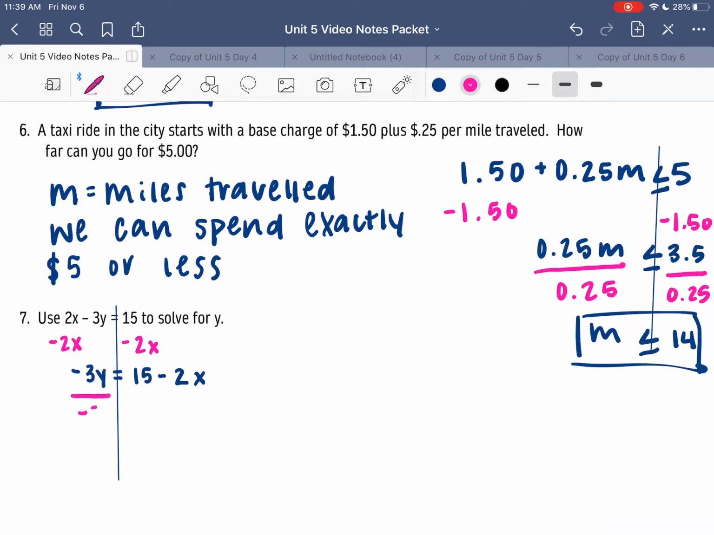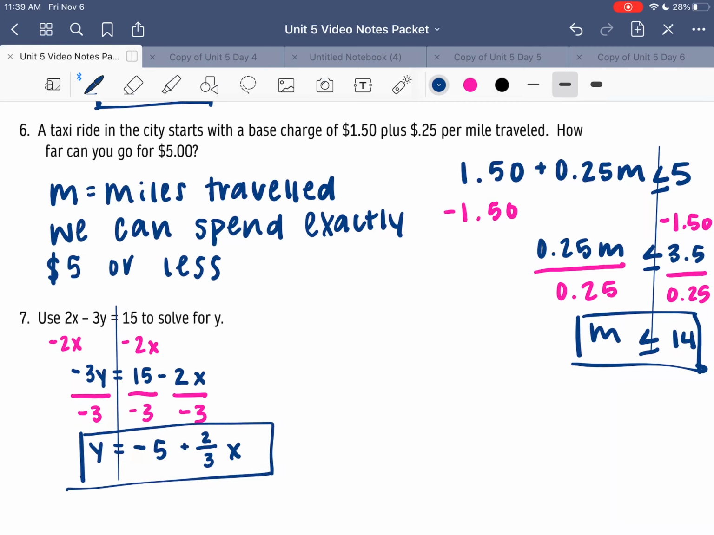And then the final step would be to divide everything by negative 3. Let's simplify, clean this up a little bit. That will give us y equals 15 divided by negative 3, which would be negative 5. Negative 2 divided by negative 3 would be a positive 2/3 x. So you can write it in this order, or you could write this as 2/3 x minus 5. So if you tried it on your own and you had that, that would be another acceptable answer.